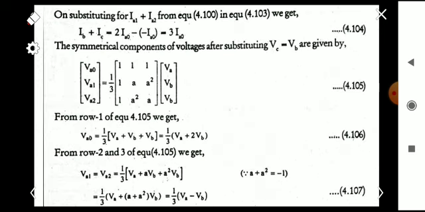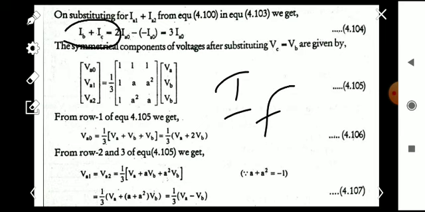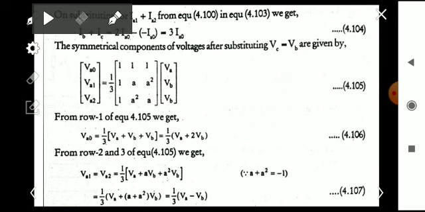So just substitute minus IA0, so that we will obtain the sum of the currents IB plus IC as 3IA0, which is the fault current IF. So IF is IB plus IC, and it is equal to 3 into IA0.